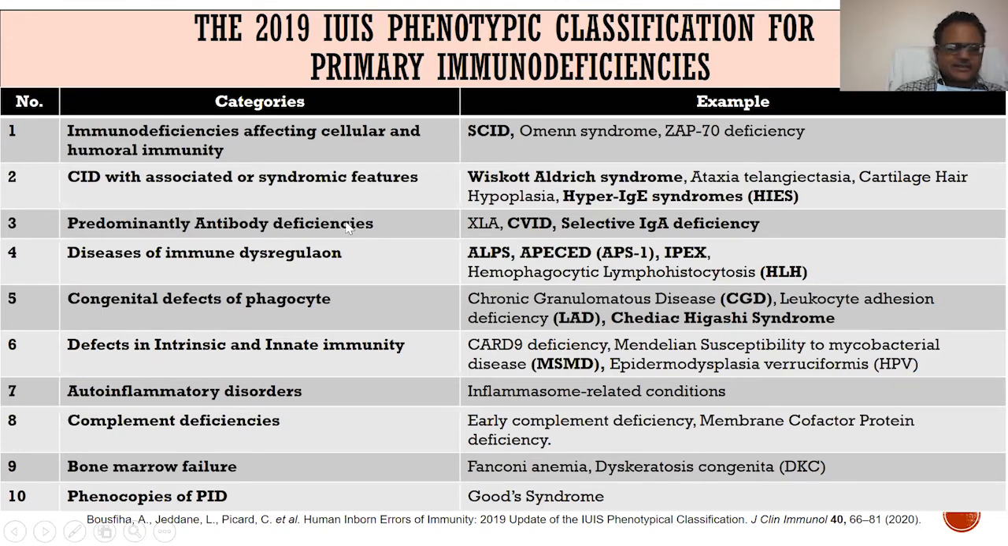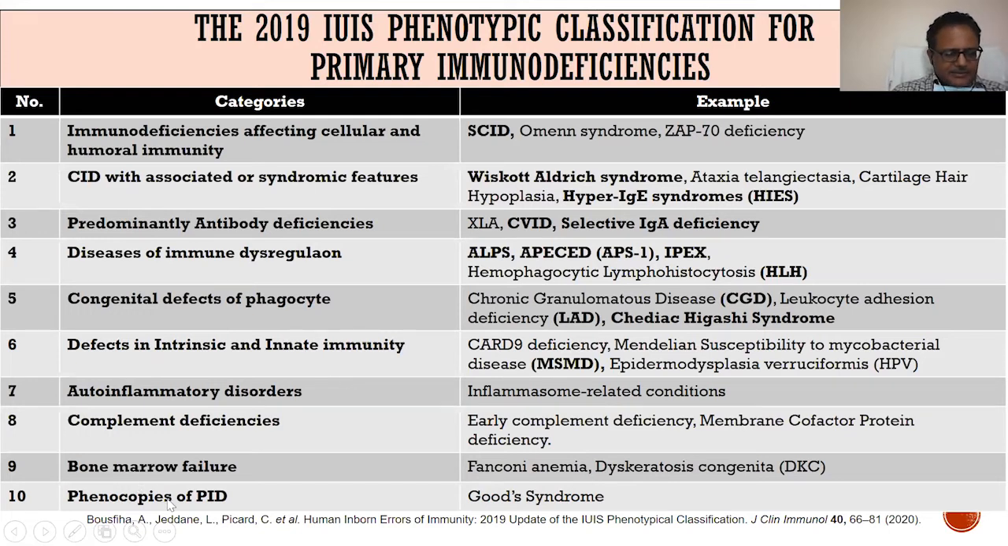Then antibody deficiencies, which are the most common deficiencies, then disorders of immune dysregulation. These are recent ones, and congenital defects of phagocytosis, defects in intrinsic and innate immunity. Then the newer things which have been added are autoinflammatory disorders and phenocopies. Rather than primary immunodeficiencies, the name should be primary defects of the immune system, which can present with either immunodeficiency infections, or autoinflammation, autoimmunity, and even allergy, atopy, and cancers.